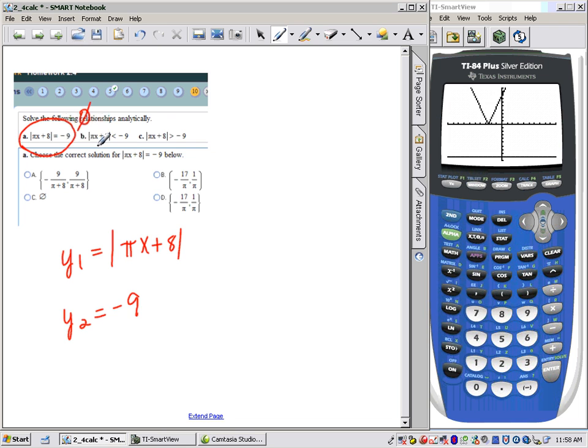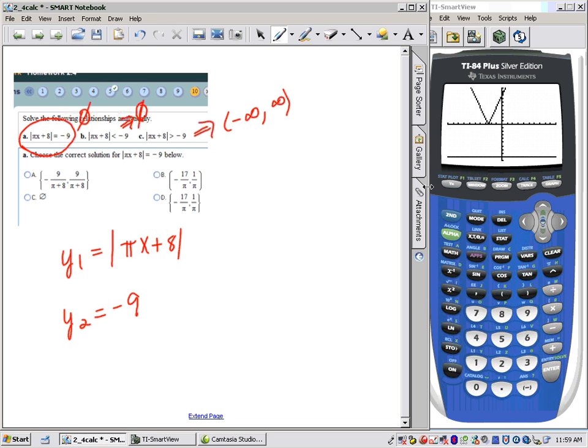Now, where is the solution for part B? Part B says where absolute value of pi x plus 8 is less than -9. Well, that would mean that that V-shaped graph has to be below this horizontal line, but that is never the case, so that tells me that that would also be the empty set. Now, part C says, where is the absolute value of pi x plus 8 greater than -9? Where is that V-shaped graph above the horizontal line? What's above it? Everywhere. So that tells me the solution is all real numbers.